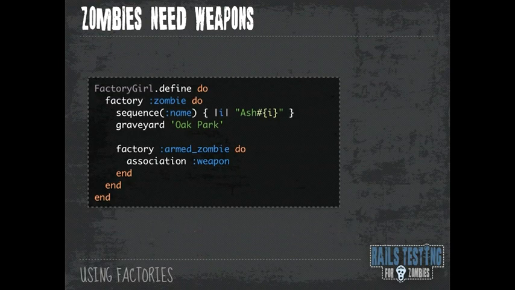And even better, we might say, well, for this particular factory, we don't just want the generic weapon, which if you remember back was a broadsword. Maybe for this particular factory, all of these zombies have hatchets. And so we can say association, weapon, factory hatchet.